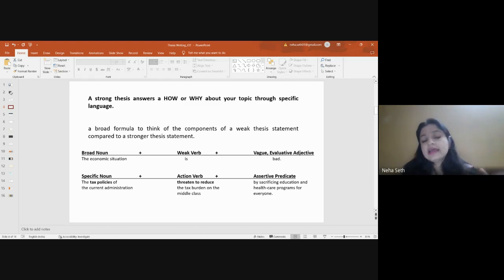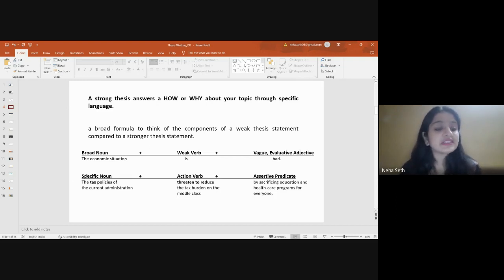There is a formula. In the upper part, the first part, we can see that a broad noun, a weak verb, and a vague or evaluative adjective is used in this statement, which says that the economic situation is very bad. Again, this is a kind of statement of fact. The economic situation is bad. This is very weak as an appropriate thesis statement because it doesn't give us any direction.